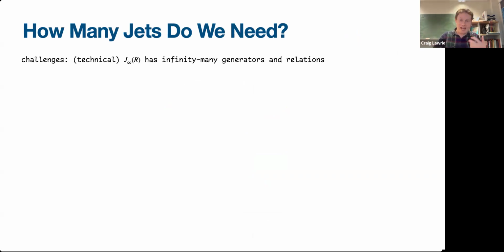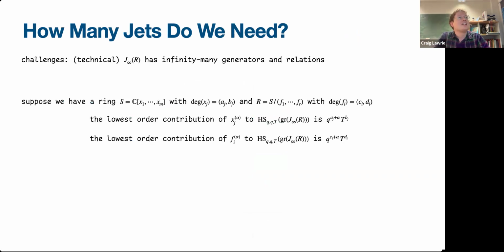So how many jets do we actually need? This is sort of an answer to Philip's question. You could suppose that you have some ring where you have some degrees, and then you quotient by an ideal which may or may not be homogeneous. Doesn't matter for what I'm saying here. Now, the lowest order contribution of the coordinate xj alpha, where alpha counts the number of jets, occurs at order q to the degree under the first bifiltration.